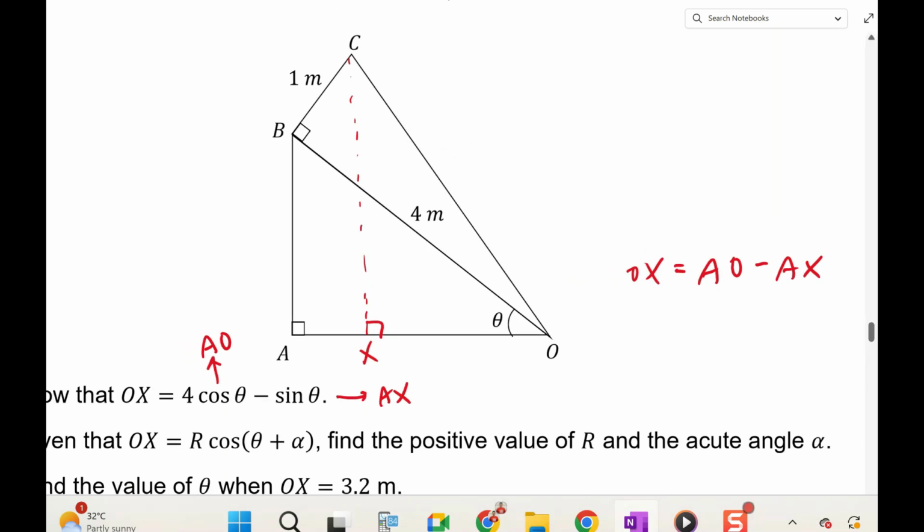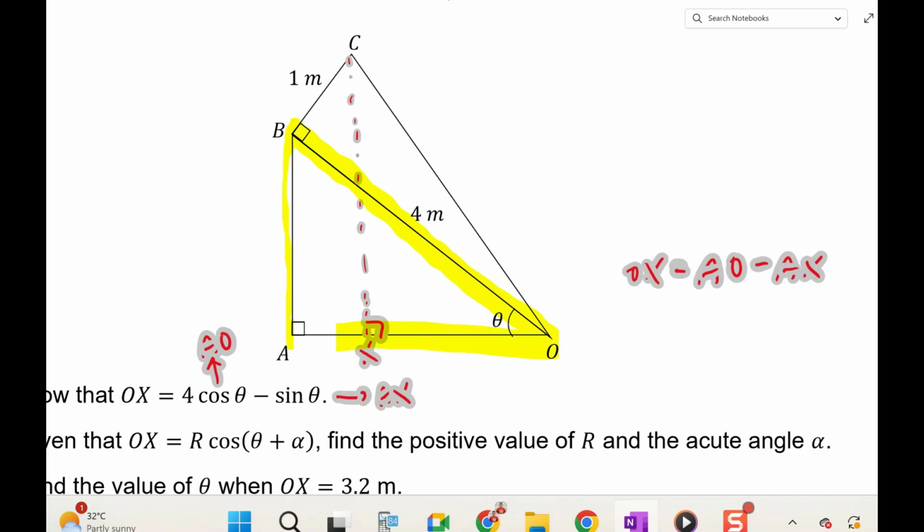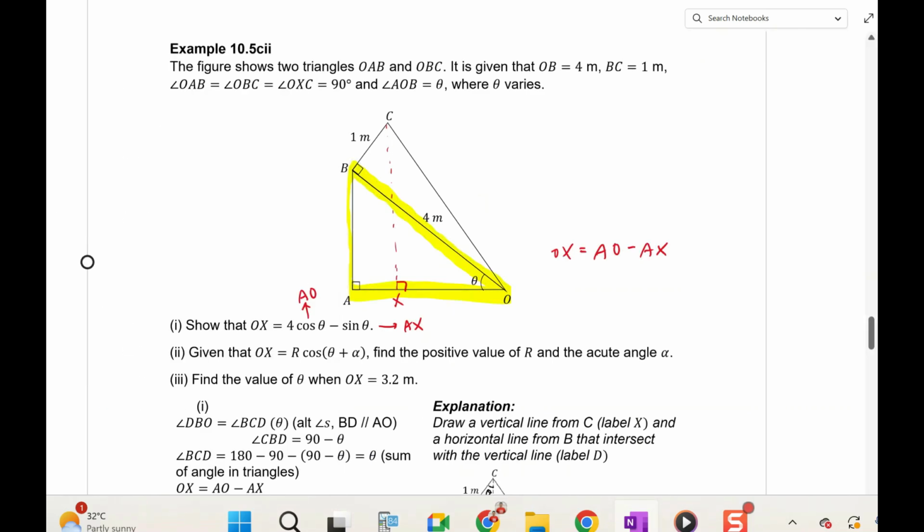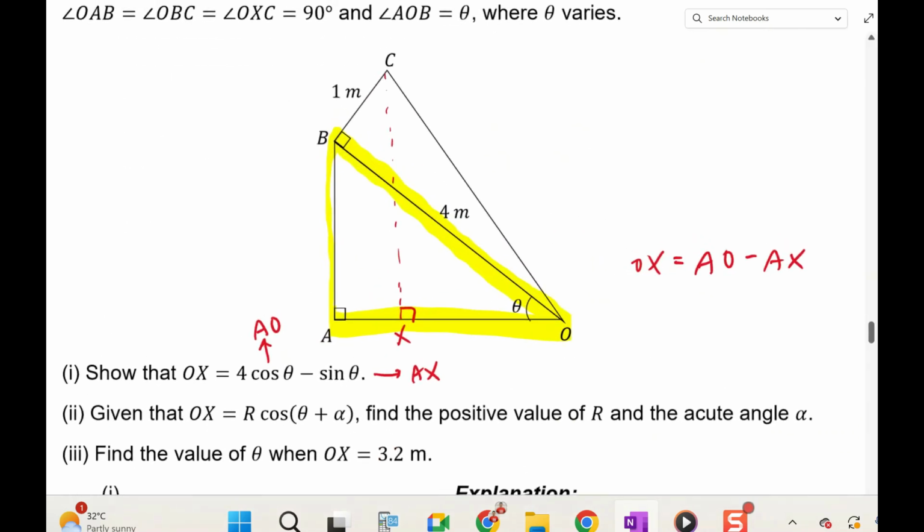So you can see the triangle that we need to use to find AO is quite clear. It is this triangle over here, because we have our theta within this triangle, and then we have a given number of 4 meters. However, in order to find AX, it might be a little more tricky to see. If you look at the positioning of AX, it doesn't seem to be within any sort of triangle. But if we draw a line here, we can actually form our own triangle. Now let's say we mark this point as D. And this will be our new right angled triangle that we formed.